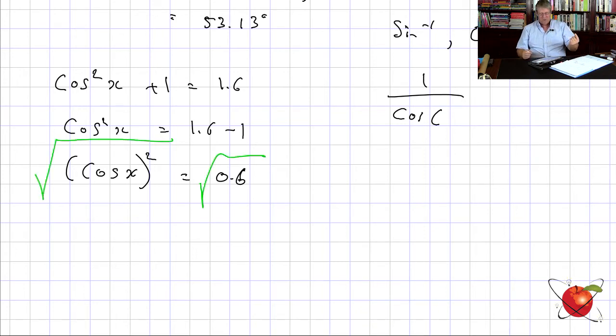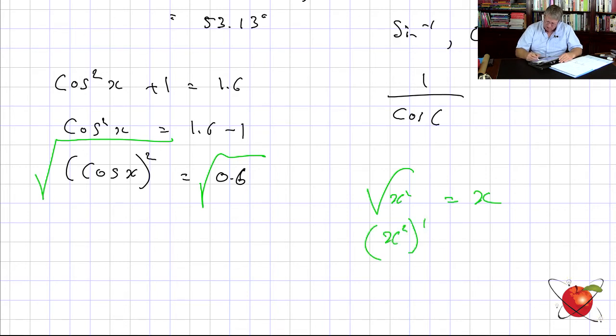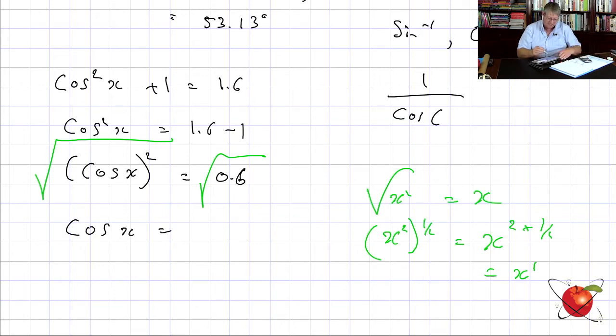What is the square root of x squared? It is x, isn't it? Because that is x to the power of 2, all to the power of a half, which is x to the power of 2 times a half, which is x to the power of 1. That's why we do that. So now we've got just plain old cos x over here, and the square root of 0.6 is 0.7746. Oops, sorry, 46, not 64.